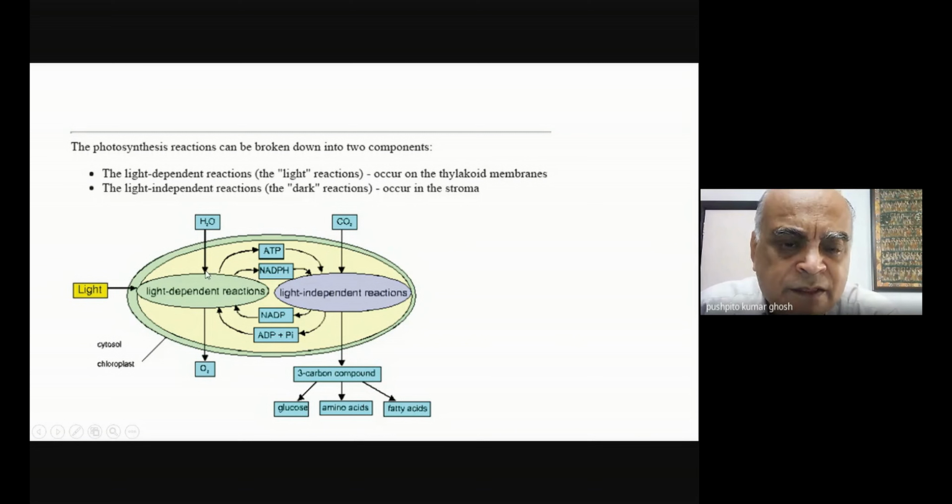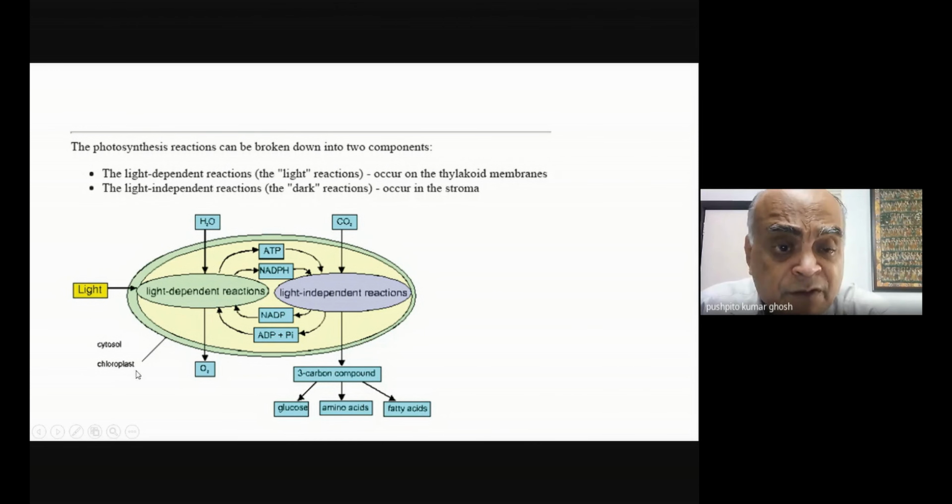Now, one reaction which it does is it converts ADP into ATP. What is ADP? Adenosine diphosphate. We'll look at the structure. Okay, and it combines it with a phosphate group and forms adenosine triphosphate.